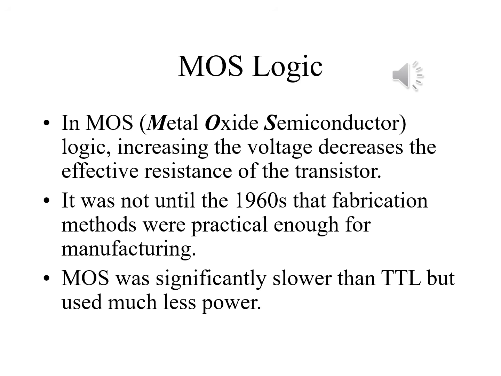MOS is an abbreviation for metal oxide semiconductor, where we can increase the voltage, and this will decrease the effective resistance of the transistor. It wasn't used until the 1960s. That fabrication method made it practical to use these in manufacturing. While MOS circuits are significantly slower than transistor logic, they used much less power.